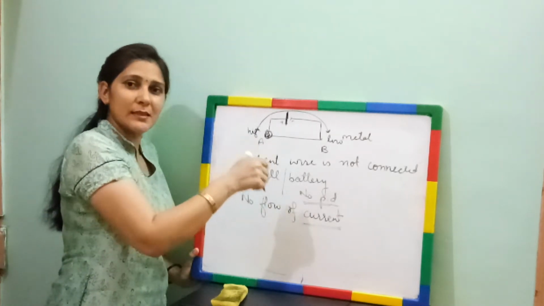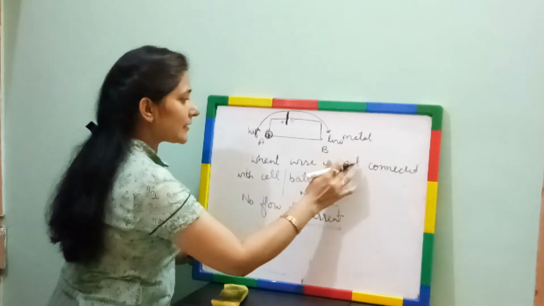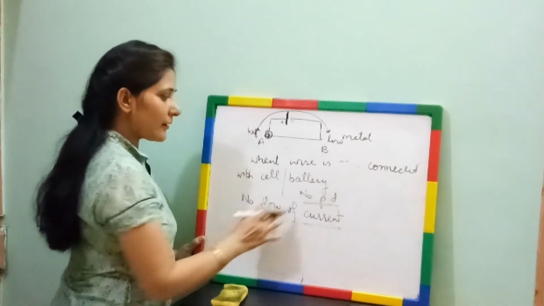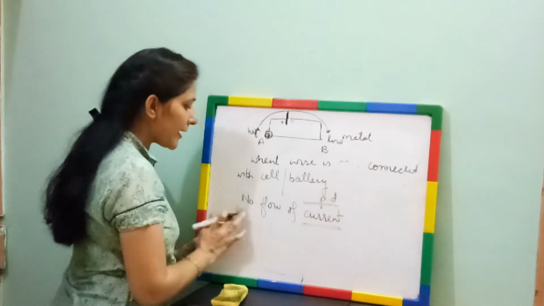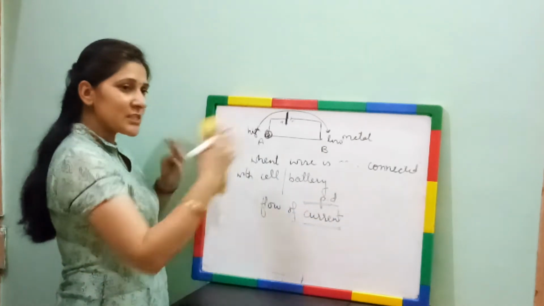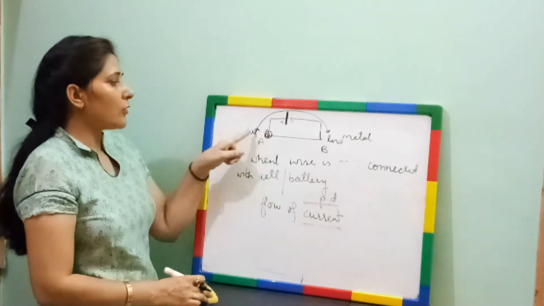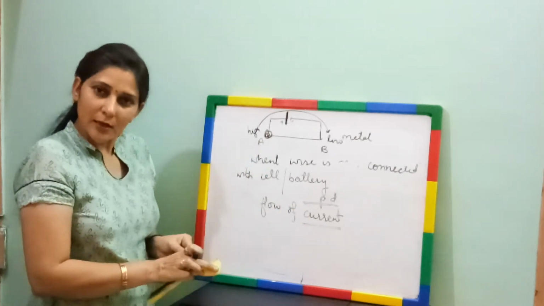That's why we are reading this term potential over here. So we can say when a wire is connected with a cell or battery, potential difference is there and there will be flow of current. So to find out in which direction the current is flowing, how much current is flowing, we need to learn about this term potential or potential difference.